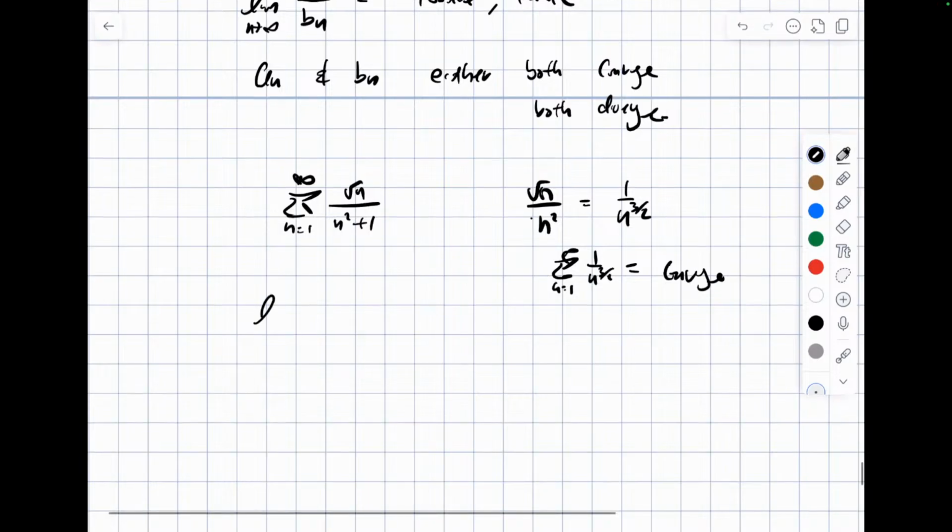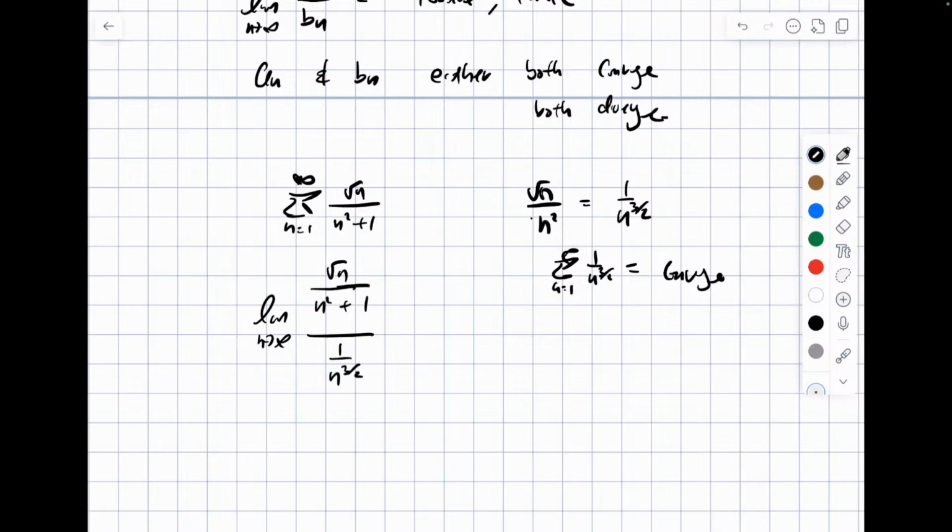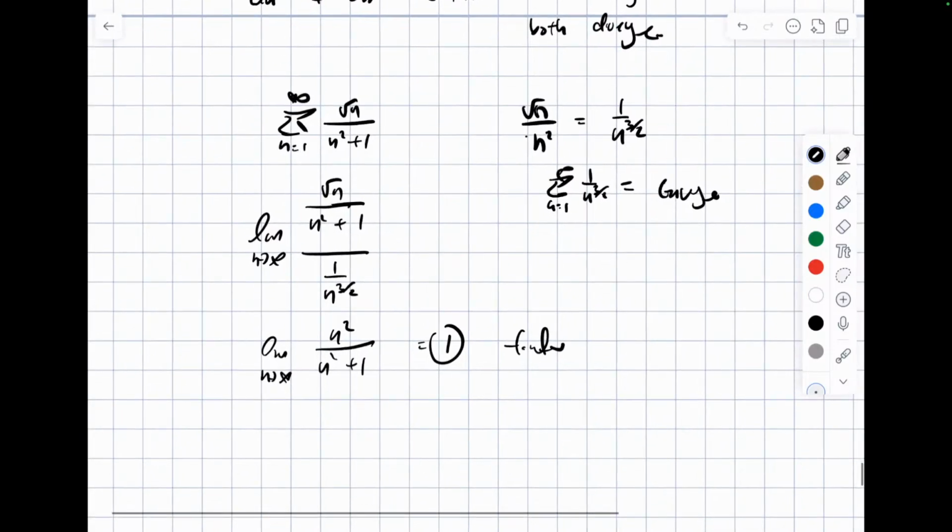So then you can say, well, which one? You're gonna take the limit of this one over 1 over n to the 3 over 2. So that makes limit n approaching infinity of n to the 3 over 2 over n squared plus 1, and that's equal to 1, so it's finite. And this converges, due to what? Limit comparison test.